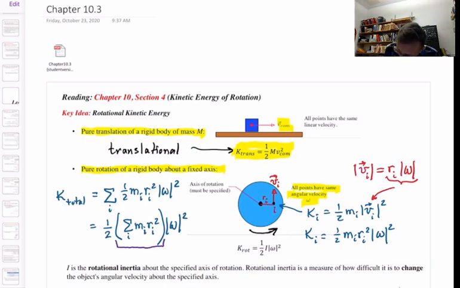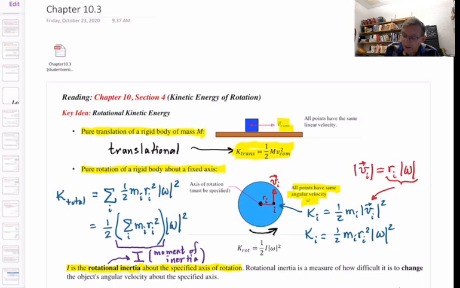The symbol for that quantity is a capital I. Its name, let's write down here, it's the rotational inertia of the body about the specified axis of rotation. That's the name for that symbol. It's called rotational inertia. FYI, it's also sometimes called moment of inertia. But I prefer rotational inertia. I think that's a little more explanatory, as I'll say in a minute.